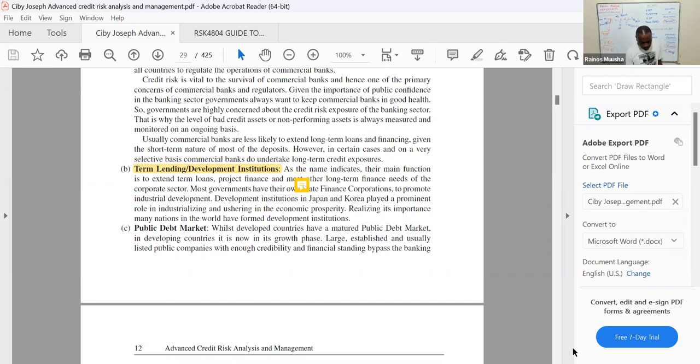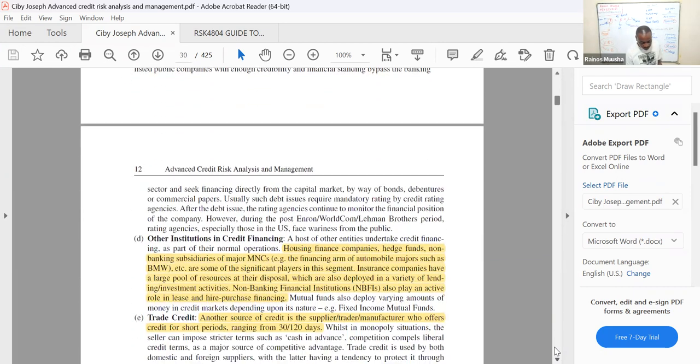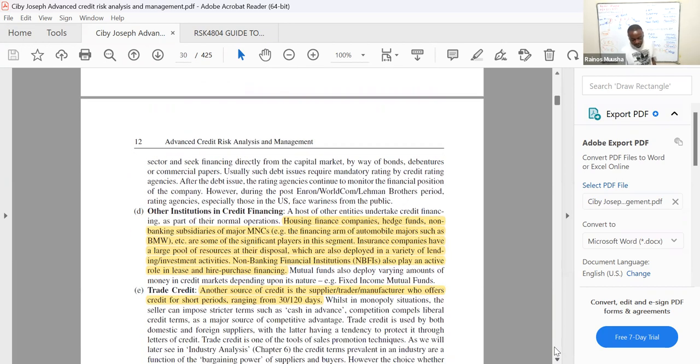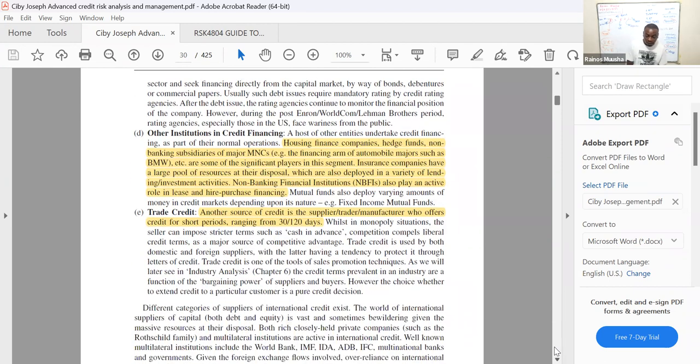Then there's also the public debt market, where one can issue debt from public sources, for example, issuing bonds. Then there are also other institutions in credit financing, for example housing finance companies, hedge funds, and non-banking subsidiaries of major multinational corporations, which are some of the significant players in this segment. Insurance companies have a large pool of resources at their disposal, which are also deployed in a variety of lending or investment activities. Non-banking financial institutions also play an active role in lease and hire purchase financing as well. So that's basically another source of credit.